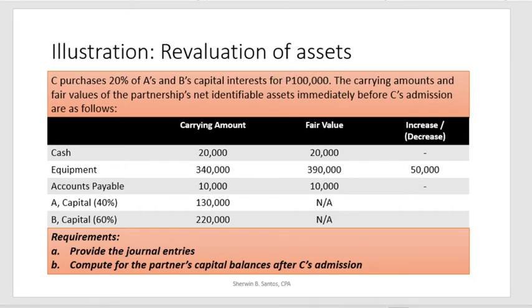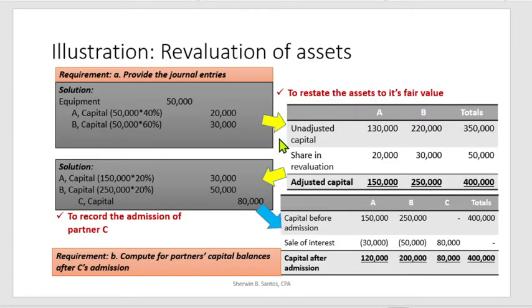So, kung magkano man ang gain or loss diyan, ay personal gain or loss lang ni A at ni B. So, let us take a look. A capital, 150,000 times 20% is 30. 250 times 20% is 50,000. So, ang capital credit lang kay C ay 80,000. So, yung 20,000 na difference doon, dahil 100,000 ang binayad niya, would be a personal gain for both A and B. For both A and B.